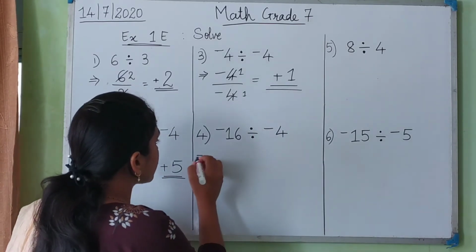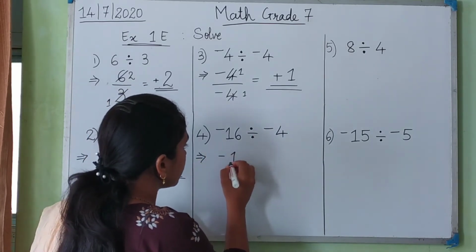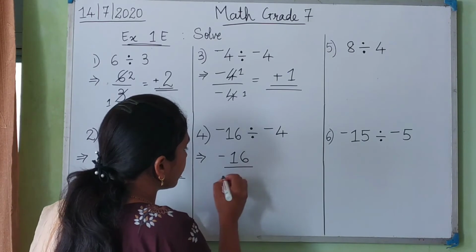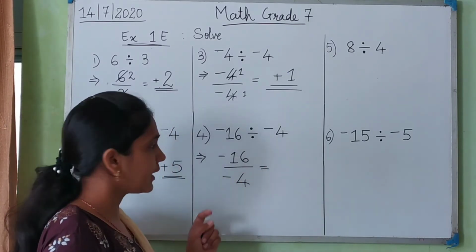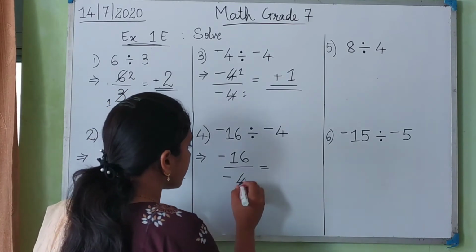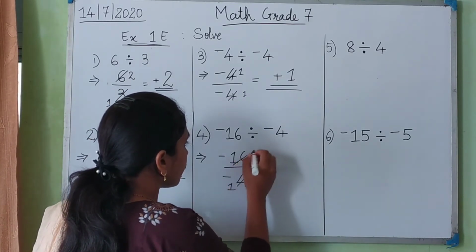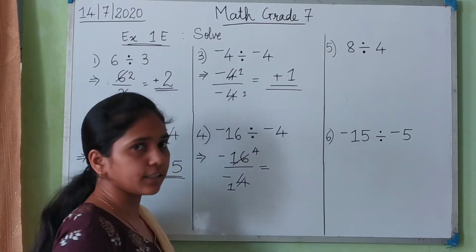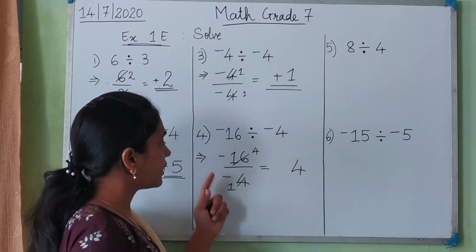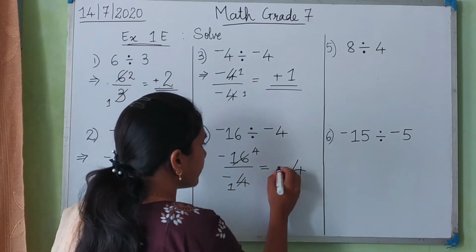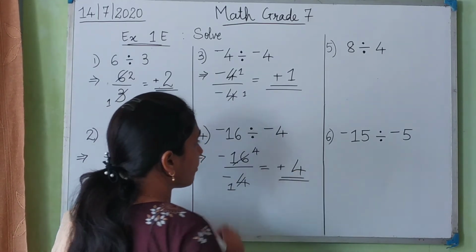Okay, now the next one, minus 16 divided by minus 4. Here also both the numbers are negative. Okay, so first we normally divide. 4 ones are 4, 4 fours are 16. Okay, so the answer is 4. And both the numbers have the same sign, which is negative, so the answer is positive.